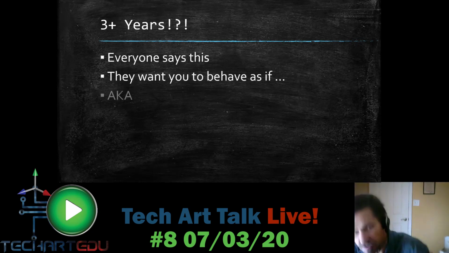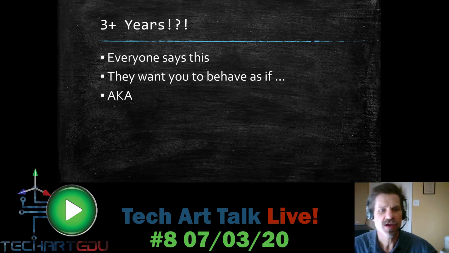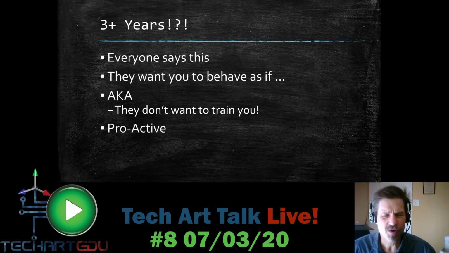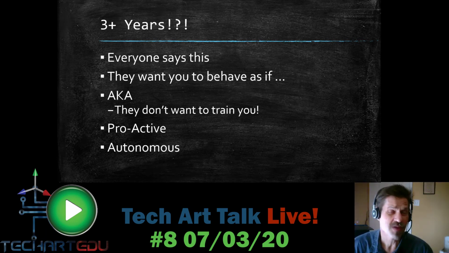Everyone says this, but what they really want is for you to behave as if you had 3 years of experience. In other words, they don't want to train you. They want you to be proactive. They want you to be autonomous. All those things that make a tech artist, they want you to already have those skills. So if you can be proactive and autonomous when you're in high school and middle school, and you don't need to be told how to do your job, if you just go and do it, guess what? You're going to get hired.